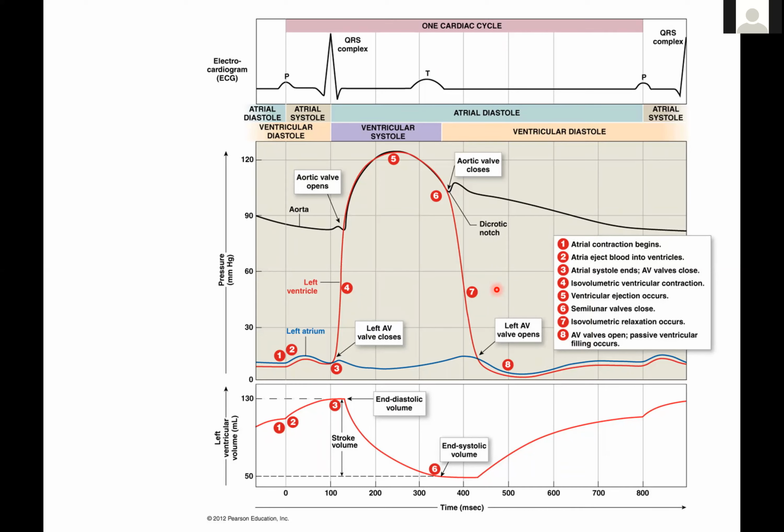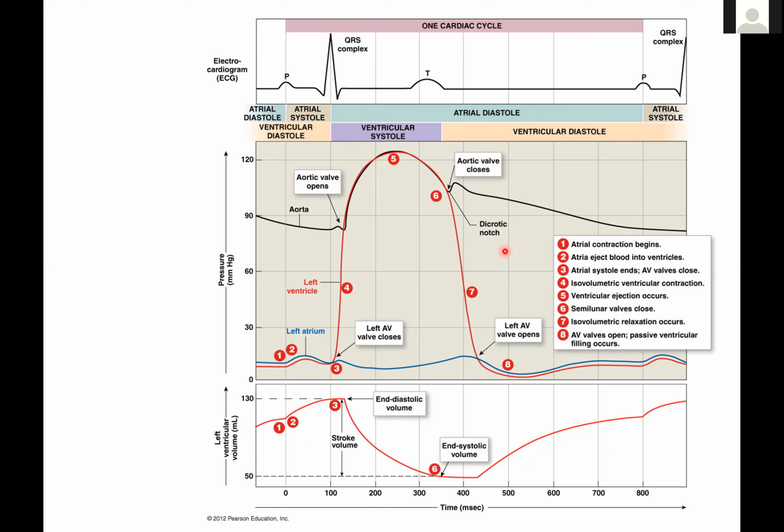Okay, so this particular chart is related to the one I just showed you. It just traces things out differently. So this is showing you one cardiac cycle. At the top here, we have our EKG. So atrial depolarization, ventricular depolarization, ventricular repolarization. And then in this grayish box, we have pressure.